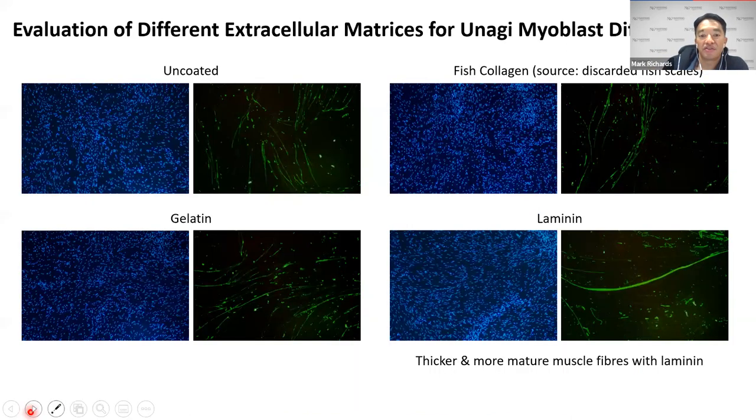We evaluated different extracellular matrices to see if they could support and promote unagi myoblast differentiation. The picture over here is that of uncoated dishes. Then we used gelatin, fish collagen, also derived in-house from discarded fish scales, and finally laminin. By far, we find that laminin is probably the best extracellular matrix for myoblast differentiation, because the more mature muscle cells on the laminin surface are a lot thicker in form and nature.